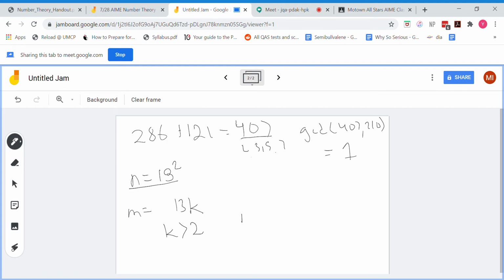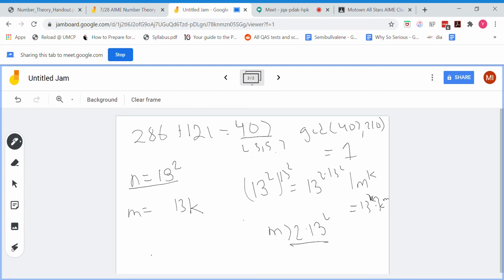Right, 13 squared to the power of 13 squared is 13 to the power of 2 times 13 squared. And this divides m to the power of m, which equals 13 to the power of m times k to the power of m. So we have m is at least 2 times 13 squared. And so if m is at least 2 times 13 squared, then m plus n is at least 3 times 13 squared. And this is already greater than 407, which is what we had gotten up here. So the smallest possible value of m plus n in this case is 407.